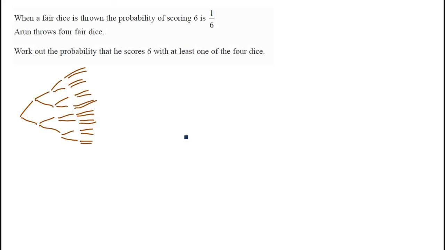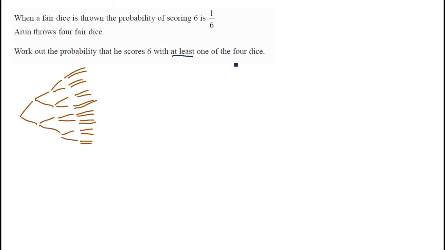Okay, so what we want to do here is use a combinations approach, and we want to think about what possibilities there are here. The probability that he scores 6 with at least 1, so this "at least" is a key term here, means that it might have been that he got 1 six, or it might have been that he got 2 6s, or he might have got 3 6s, or even all 4 of them might have come up 6. So all of those are going to be favourable outcomes.